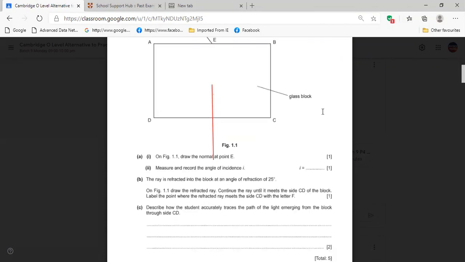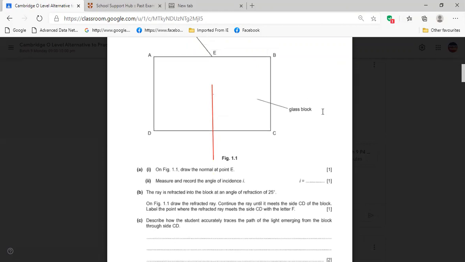Yeah, read. Amjad, read. The ray is refracted into the block at an angle of refraction 25 degrees. On figure 1.1, draw the refracted ray. Continue the ray until it meets the side CD of the block. Label the point where the refracted ray meets the side CD with the letter F. Okay, sir. Yes, go on.